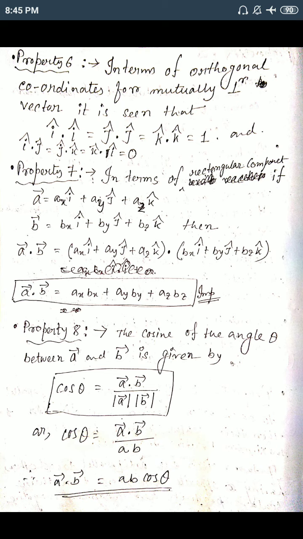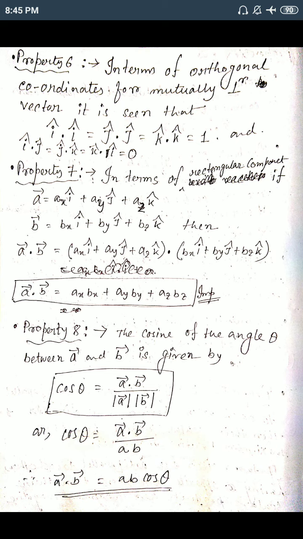So the dot product of two vectors, i dot i equals j dot j equals k dot k, gives us 1. And if the dot product is between two different vectors, it equals 0. So you have to remember this when you solve numericals. If i dot i is there, then it will be 1, but if i dot j is there, then it will be 0.